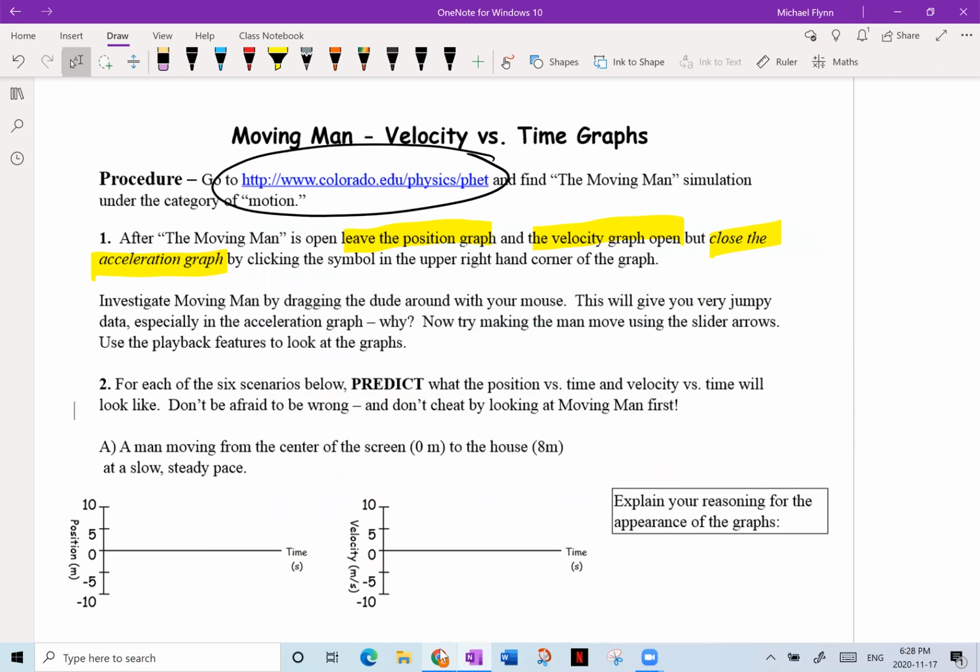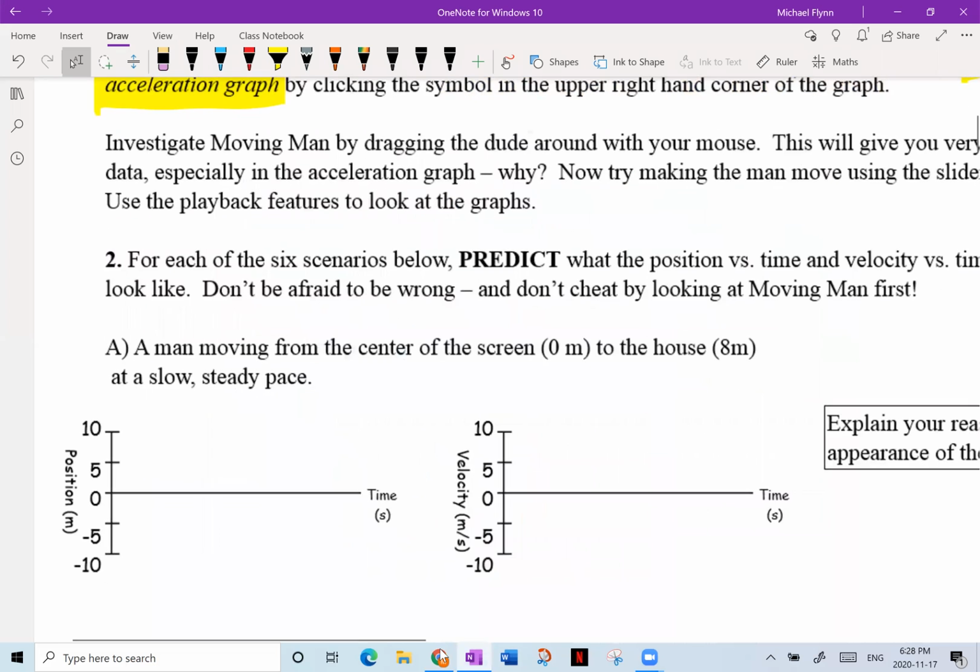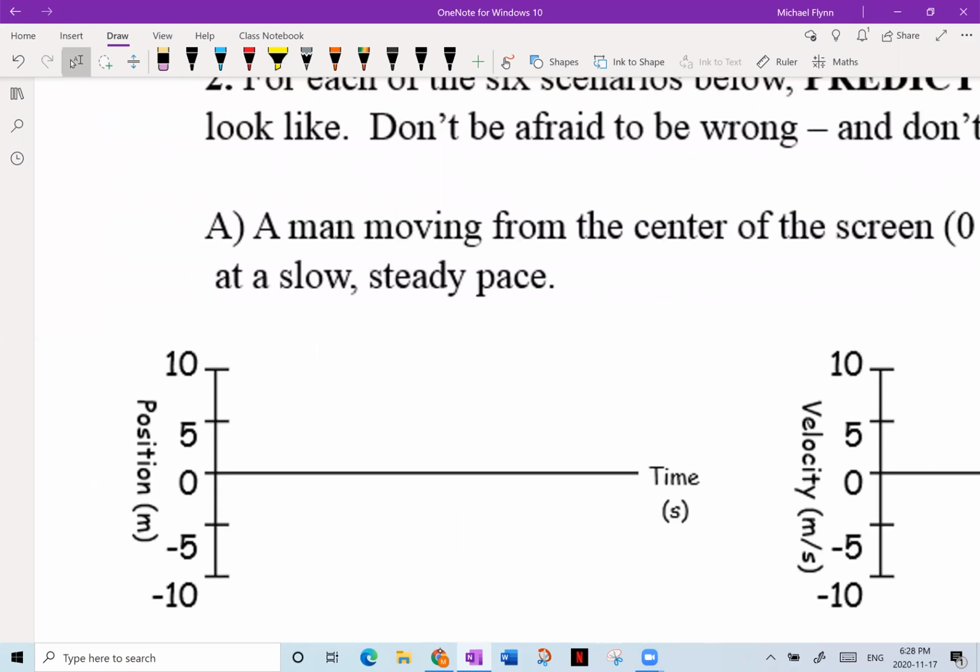It says for each of the 6 scenarios below, predict what the velocity and position time graphs will look like. Don't be afraid to be wrong. Okay, so let's look at this. A man moving from the center of the screen to the house at a slow, steady pace. So here's my prediction. I'll do the first one with you.